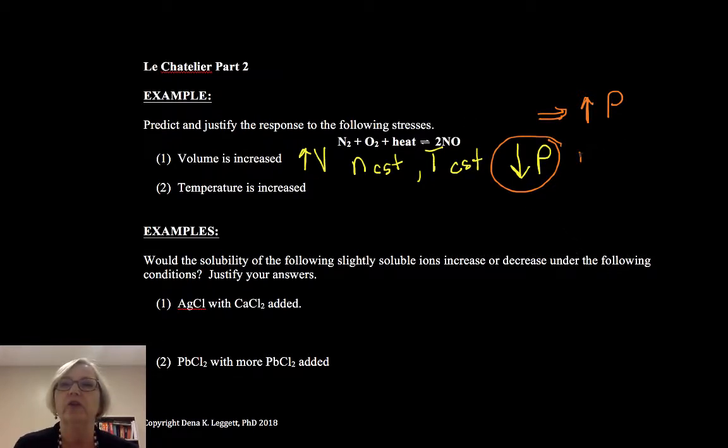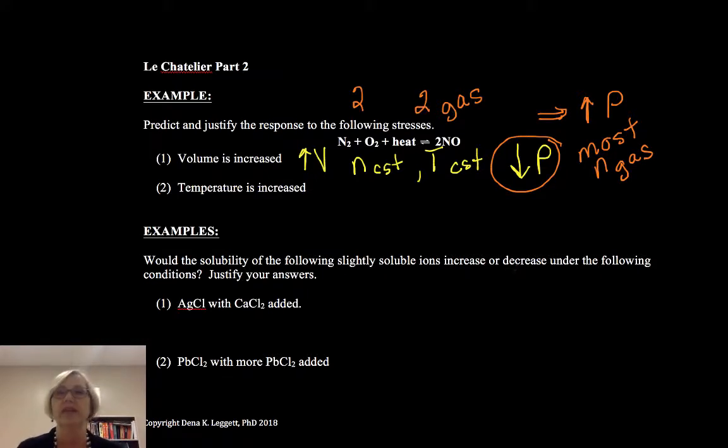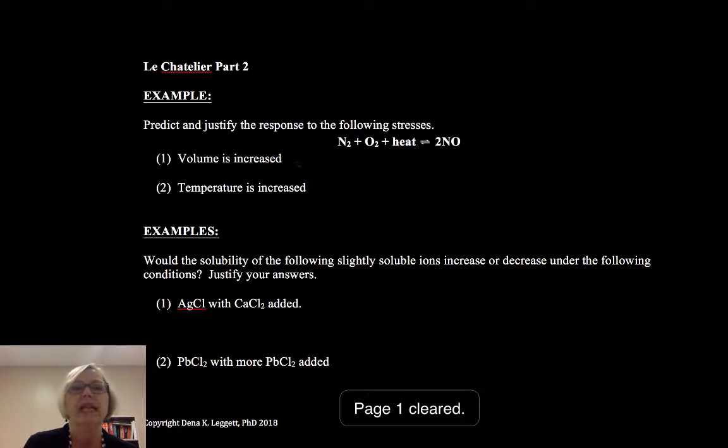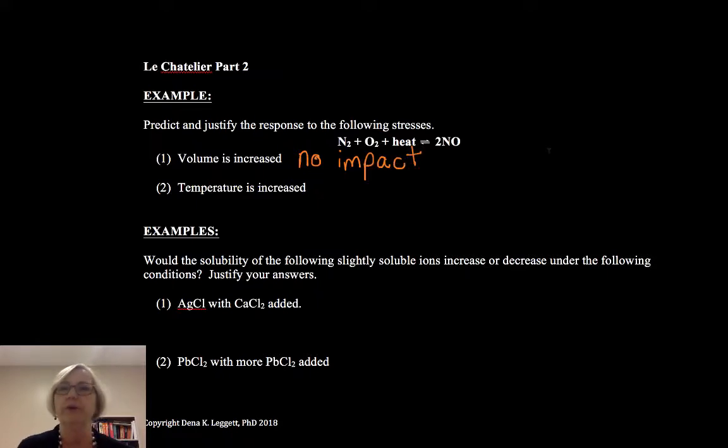And to do that, it shifts to the side with the most moles of gas. In our case, this is a gas phase reaction. You should recognize all of these as gases. And we have 2 moles of gases on the reactant side, nitrogen and oxygen, and we have 2 moles of gas on the product side. So in this case, because they have the same moles of gas on both sides, increasing the volume will have no impact. There's really no stress to that equilibrium. It has not shifted away from equilibrium.